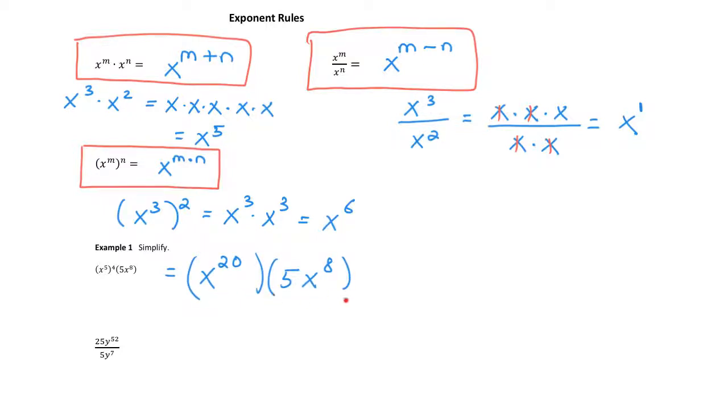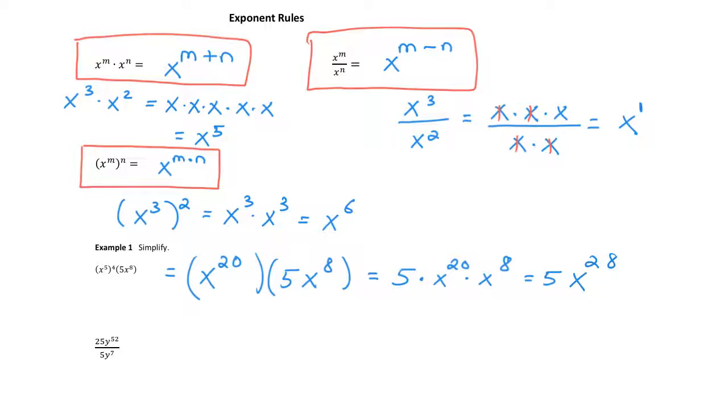Now this part's looking different because there's this 5 sitting here, but these 3 things are being multiplied together. I can write those in any order that I'd like. So I'm going to do 5 times x to the 20th times x to the 8th. So written this way, 5 doesn't get combined with anything. I can just copy that down. But I do have x to the 20th times x to the 8th. This looks exactly like this, so I can simply add those 2 exponents together, which gives me x to the 28th. And that's the final answer for that first part.